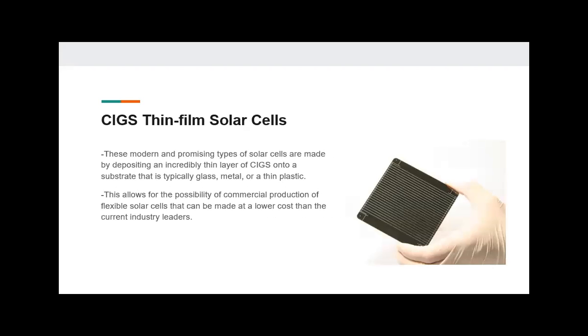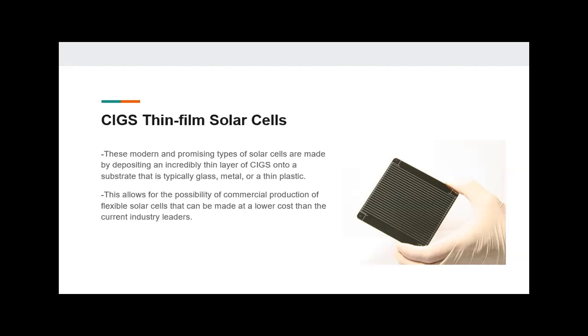CIGS thin film solar cells are a really interesting and still-in-development kind of photovoltaic device. They're made by depositing a super thin layer of CIGS, which is why they're called thin film solar cells, onto a substrate that is usually glass, metal, or plastic. This allows for the possibility of commercial production of super flexible solar cells when they're made of plastic. They could be super thin and super flexible. You have a lot of different uses for them.